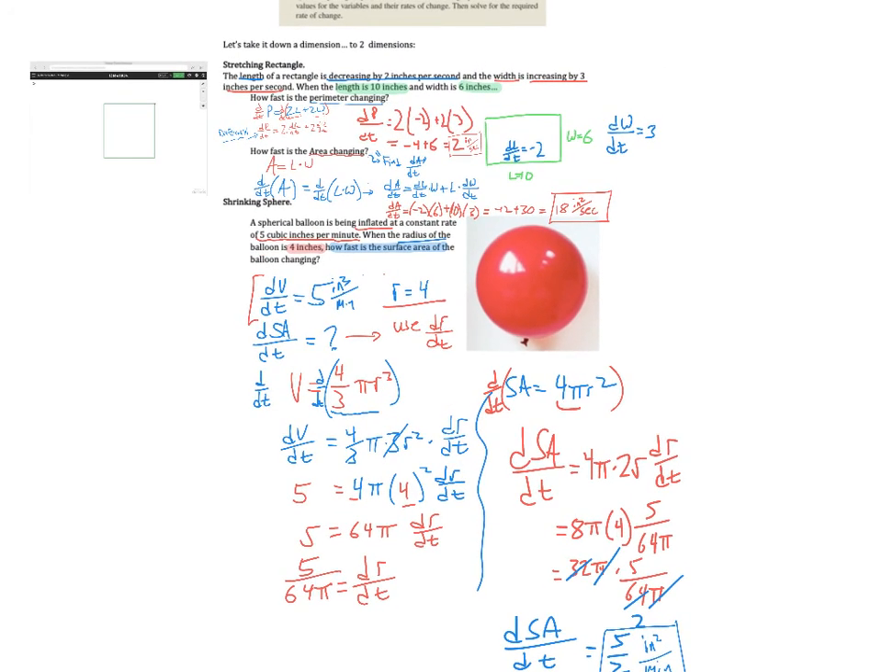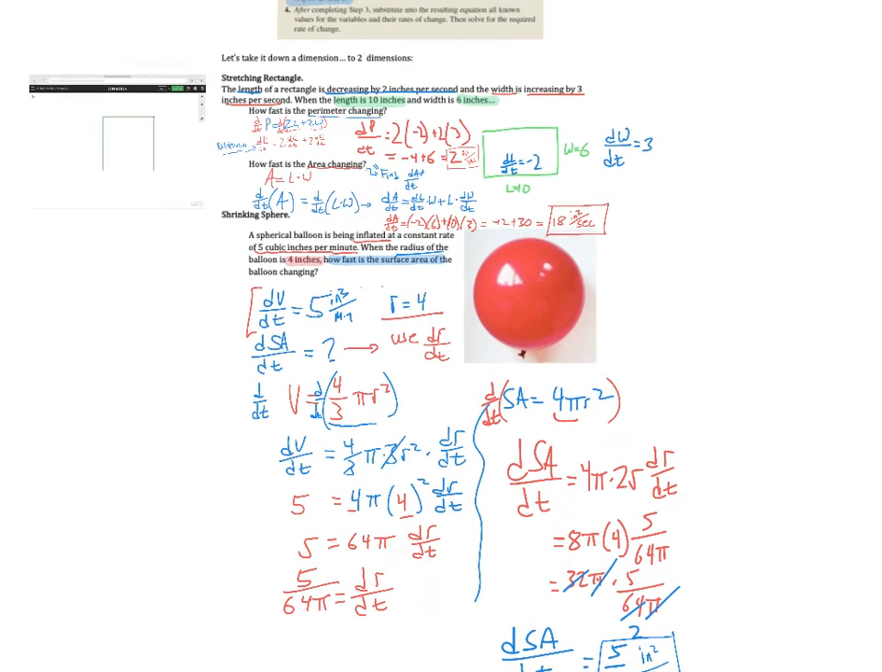Once again, a little overview. Start with a function that relates the variables, a known function like this volume function here or this surface area function. Then we take the derivative and we get a differential equation that has derivatives in it and non-derivative variables. And then we substitute and solve. That's the general process for solving a related rates problem.